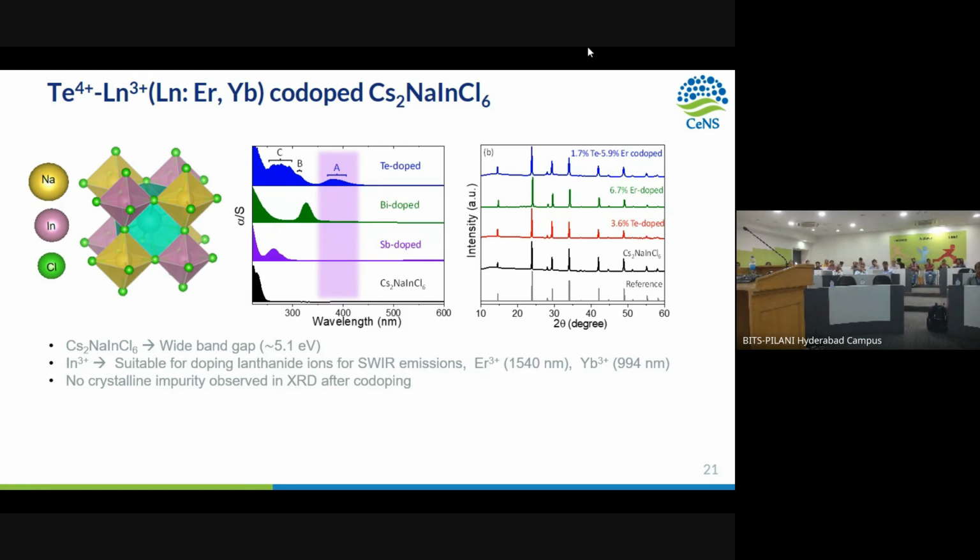Now, if we look at the X-ray diffraction pattern of this system after the dopant, there is hardly any difference in the diffraction peaks.